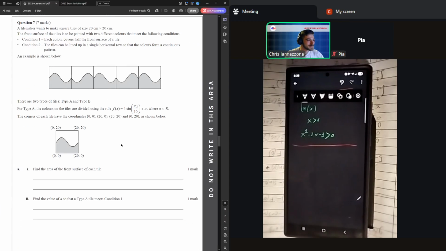That's that one. Cool. Question 7. Tile maker, two separate conditions that have to be met. We're essentially tessellating these tiles so they connect to each other at the ends. That's what this is all about. Each end of each tile needs to connect to the next end of the next tile.